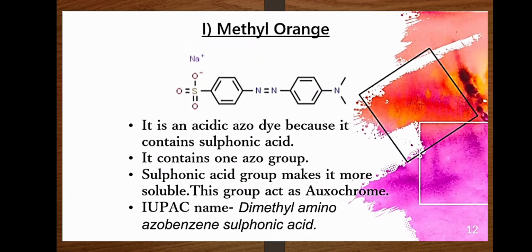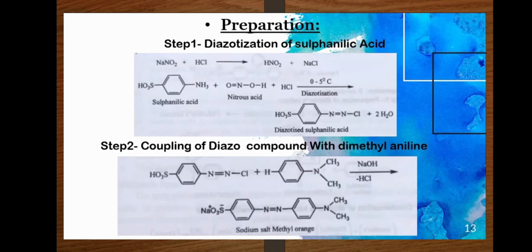Methyl orange. It is an acidic azo dye because it contains sulfonic acid. It contains one azo group. The sulfonic acid group makes it more soluble. This group acts as an oxochrome. IUPAC name is dimethylaminoazobenzene sulfonic acid.